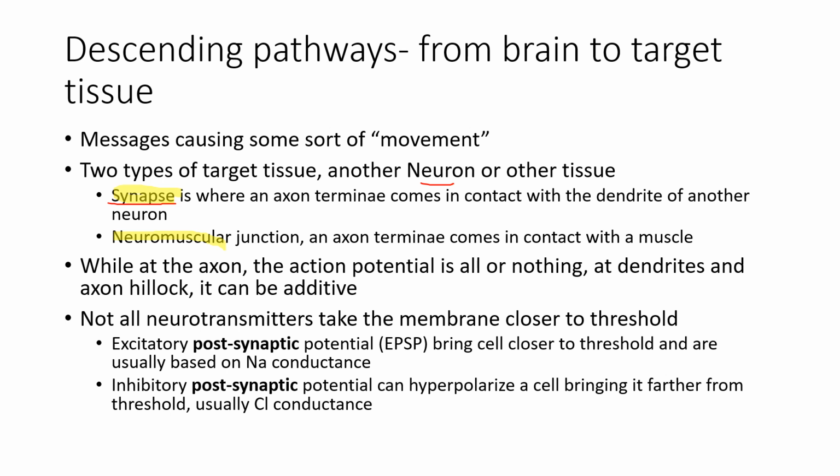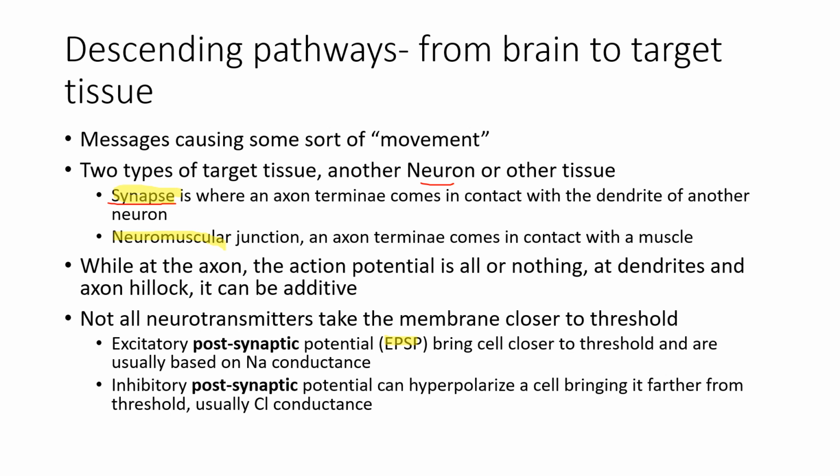Now, not all neurotransmitters take the membrane closer to threshold. You have two types. You have excitatory postsynaptic potentials, EPSP, and inhibitory postsynaptic potentials, IPSP. And as these names suggest, these synaptic potentials can either bring things closer to threshold or away from it.